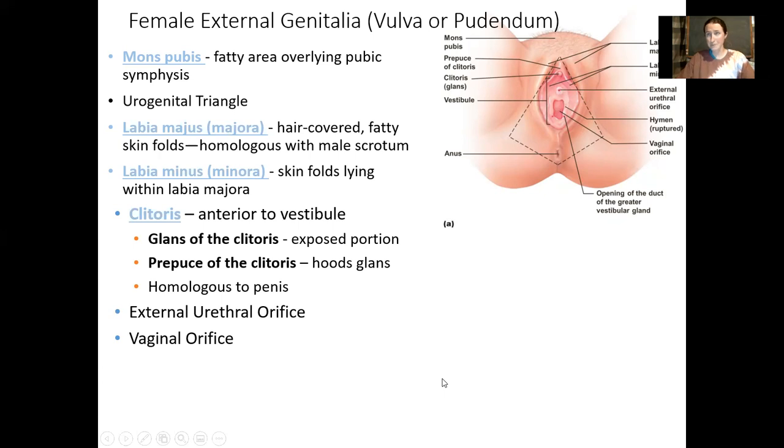Note that in the male reproductive system, the urinary system and reproductive system kind of share some technology, right? So they share the urethra in particular, but in females, there is no sharing of these different parts. So the opening to the urethra is anterior to the opening to the vaginal canal.